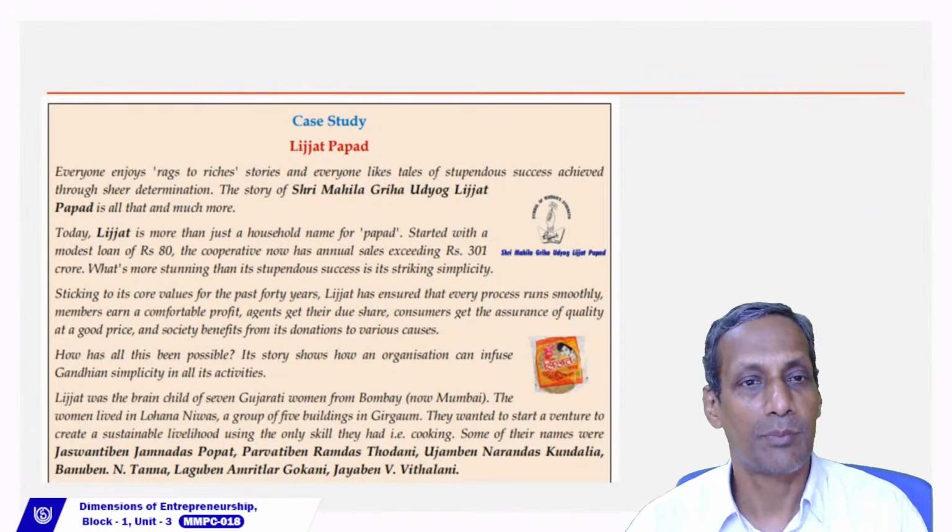Members earn a comfortable profit. Agents get their due share. Consumers get the assurance of quality at a good price, and society benefits from its donations to various causes. How has all this been possible? Its story shows how an organization can infuse Gandhian simplicity in all its activities.